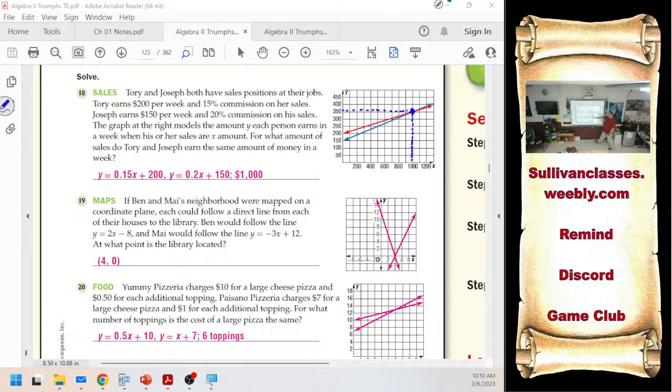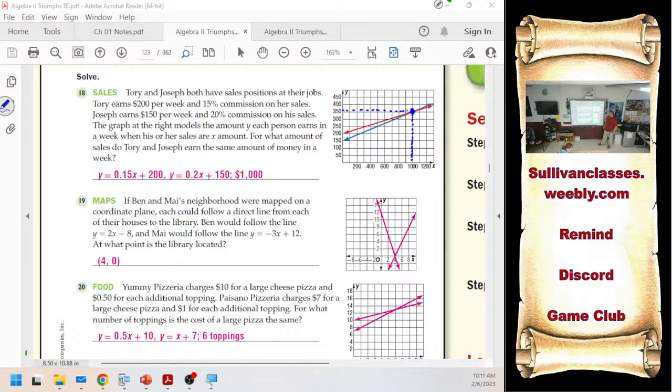Okay. So they're kind of like tips, except tips are voluntary. Commission you get no matter what. It's negotiated. They're going to make $200 this week. But if they sell a crap ton of stuff, they're also going to get 15% of that crap ton of stuff.